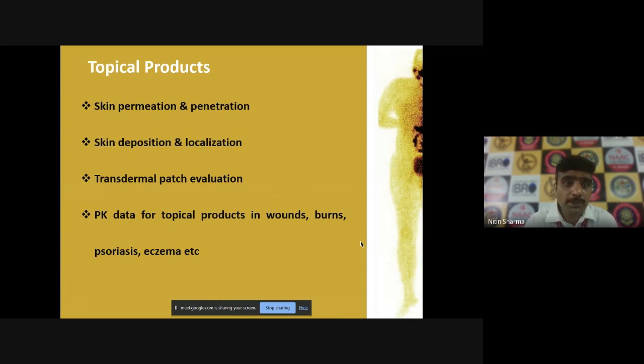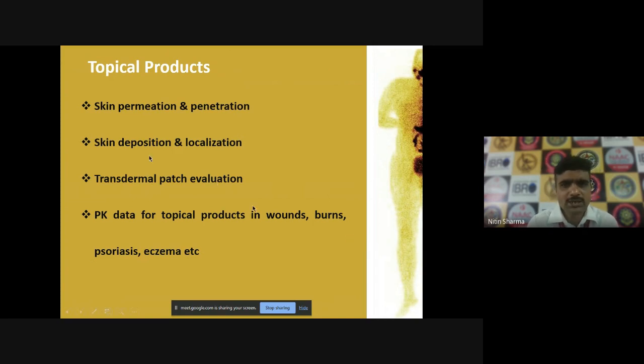Similarly, in the case of a topical product, we can use gamma scintigraphy for skin penetration and permeation. In topical products, we want the stratum corneum to be bypassed. So whatever strategy I am using, whether I am preparing a liposome or any other approach, at which rate this approach is successfully delivering the drug inside the skin, that we can determine with the help of this gamma scintigraphy technique.